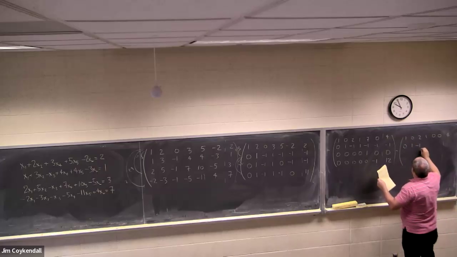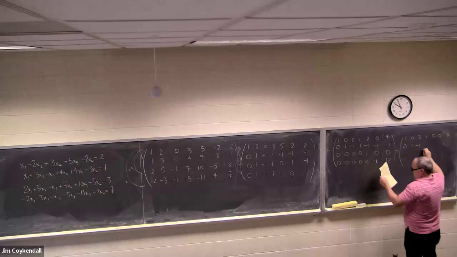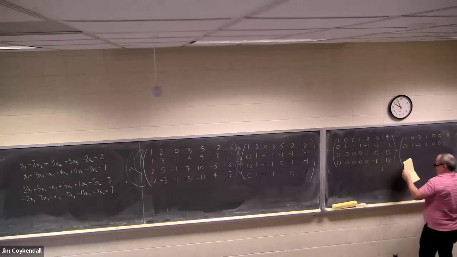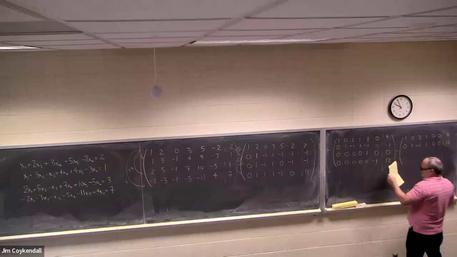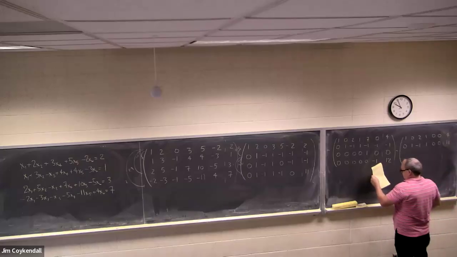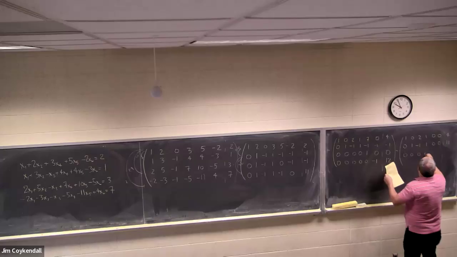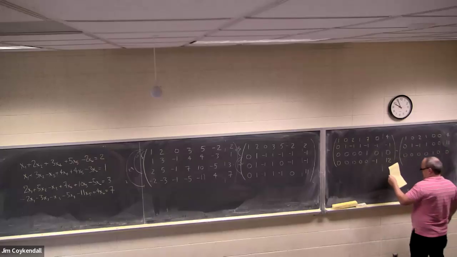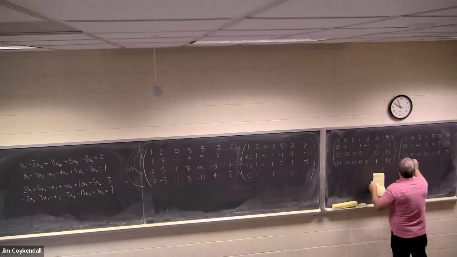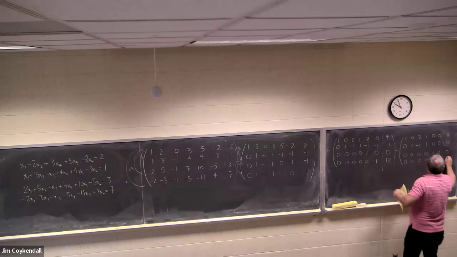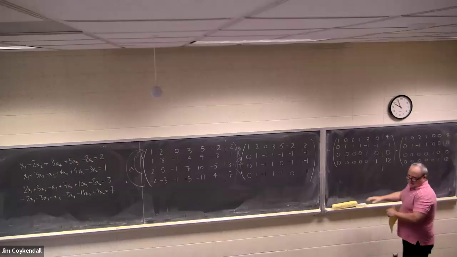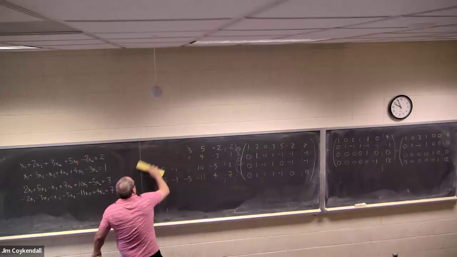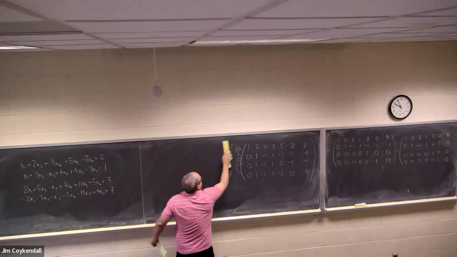0, 1, minus 1, 1, 0, 0, 11, 0, 0, 0, 0, 1, 0, 0, and finally 0, 0, 0, 0, 0, 1, 12. That's what you get if you take a couple more steps after that last one that we did kind of longhand.